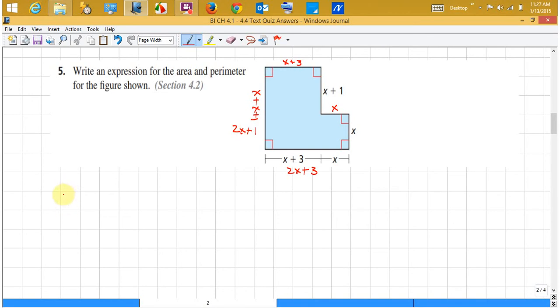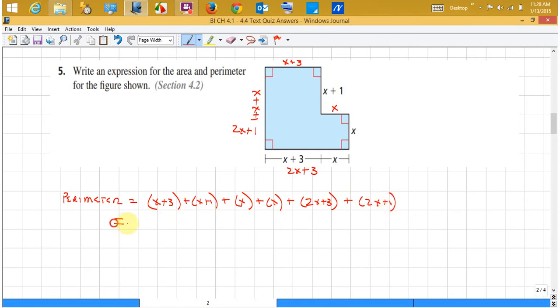So the perimeter is going to be the top, then the side here, now this small little x piece, this x piece, the whole side down here, and lastly I'm coming up this side, that's 2x plus 1.